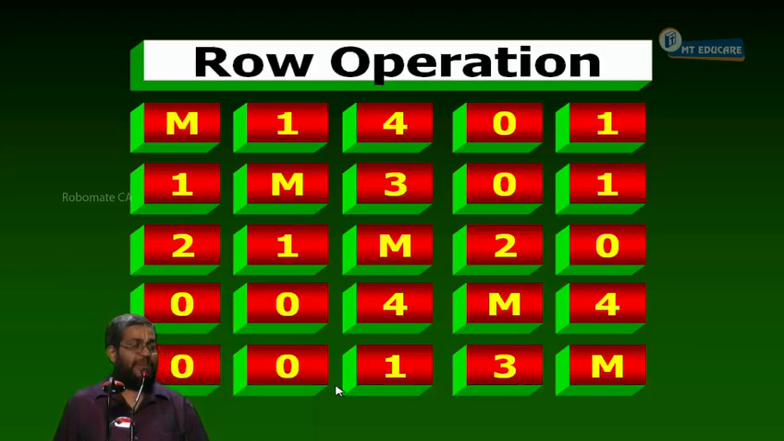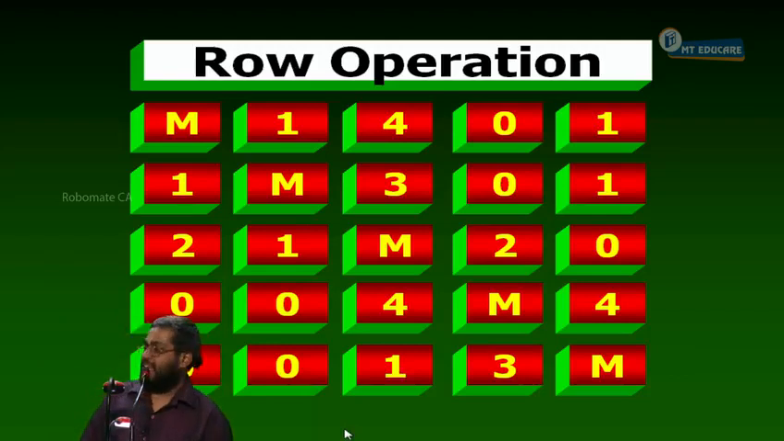Step 2, column operation. I am reading top to bottom, column wise. Please show me the first column. Any change or no change? No change. M, 1, 2, 0, 0. Second column: 1, M, 1, 0, 0. The least number is 1 for the third column. 4 minus 1, 3. 3 minus 1, 2. M minus 1, M. 4 minus 1, 3. 1 minus 1, 0.